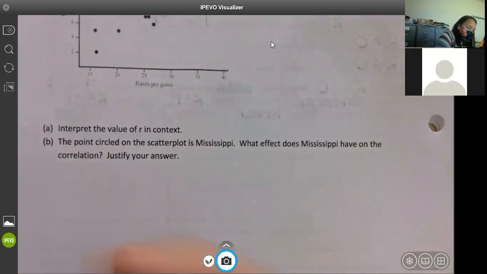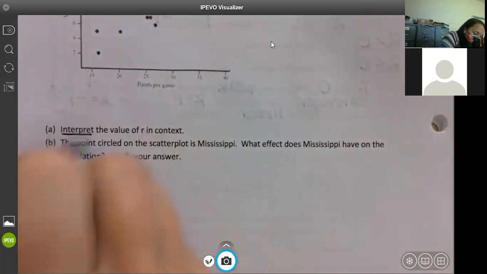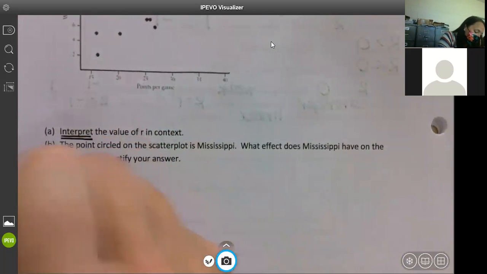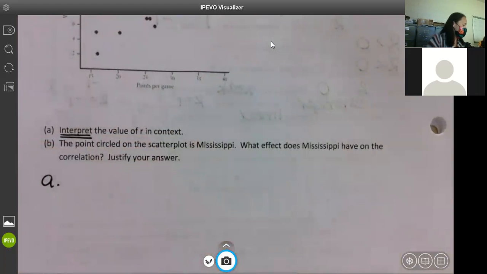All right, this little word right here kills you guys: interpret. You had to interpret percentiles on your test. You didn't do it. You had to interpret z-scores. You didn't do it, some of you. Okay, so how do we interpret R? I guarantee this is going to be on your next test.